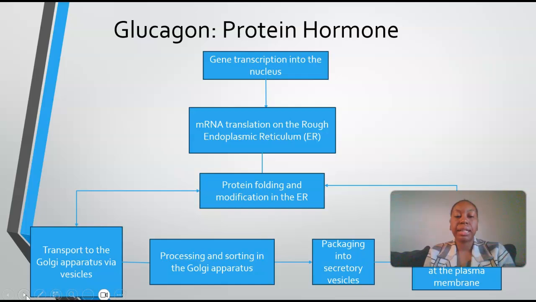The protein is then packed into a transport vesicle that buds from the ER and fuses with the cis Golgi apparatus for further modification. Finally, it is sorted and packed into a secretory vesicle at the trans face, which moves to the plasma membrane and releases glucagon into the extracellular space through exocytosis.